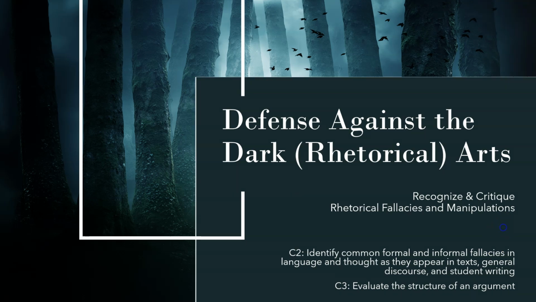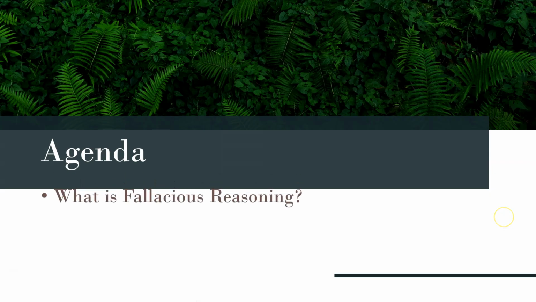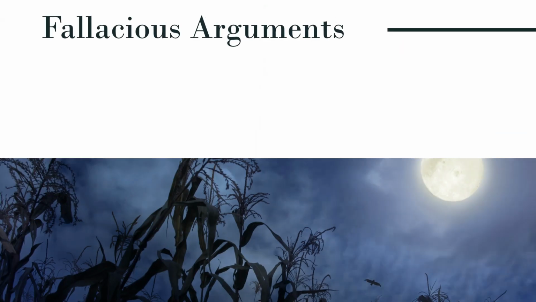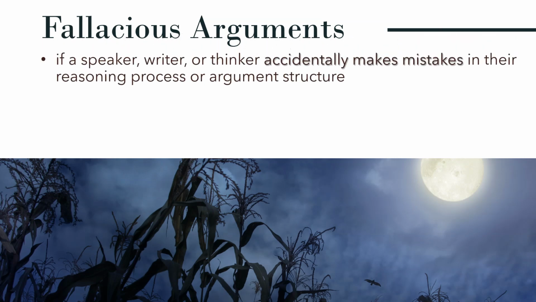If you're the note taker for today's lesson, as always, don't feel pressured to copy everything down. Instead, use your best judgment to just write down the key details and the key ideas. This lesson will cover, first of all, what is fallacious reasoning, and then we'll go over some ways to recognize concrete examples of fallacies for ethos, pathos, and logos. So starting off, getting a context and a framework for what are fallacious arguments.